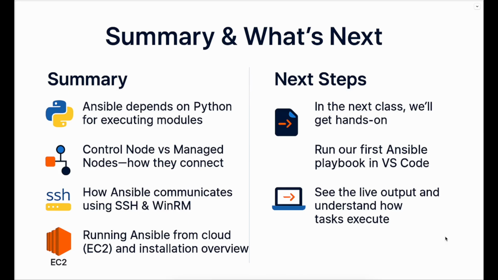After that, we saw how Ansible runs from the cloud, especially on AWS EC2, where you install Ansible once and manage all your services through SSH. And finally, we went through the installation overview, the basic commands for Linux, macOS and Windows using WSL. So by now, you should have a clear picture of how Ansible connects, what Python's role is, and where Ansible fits in a real-world setup.